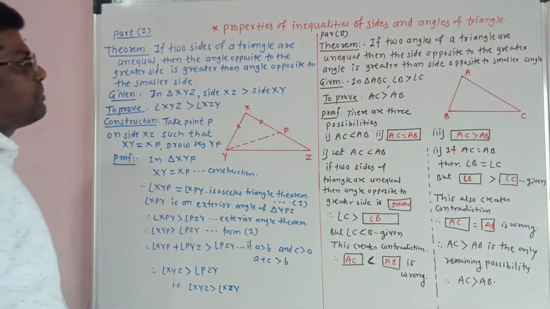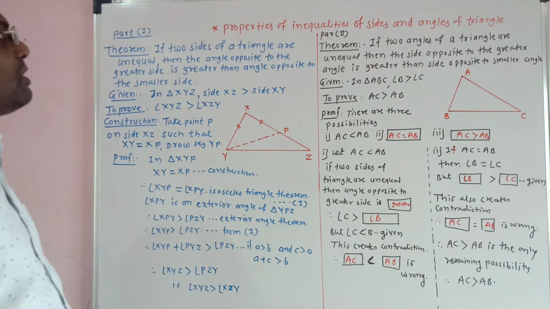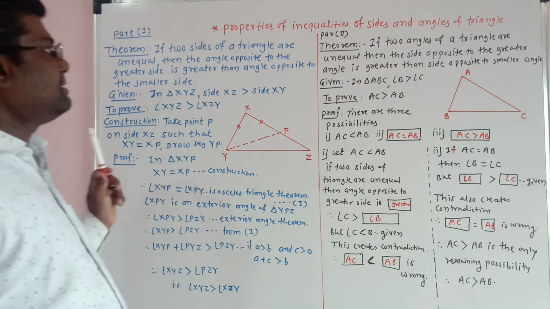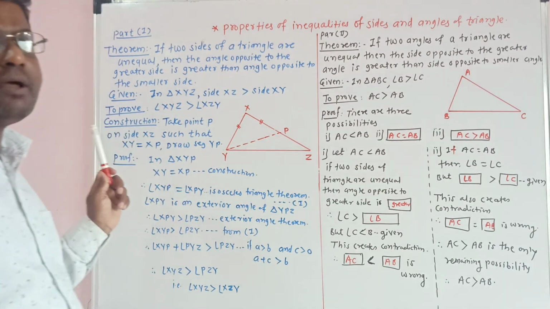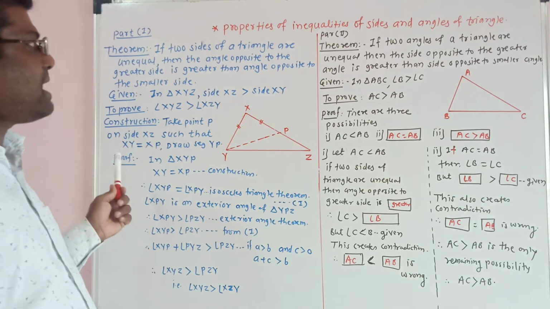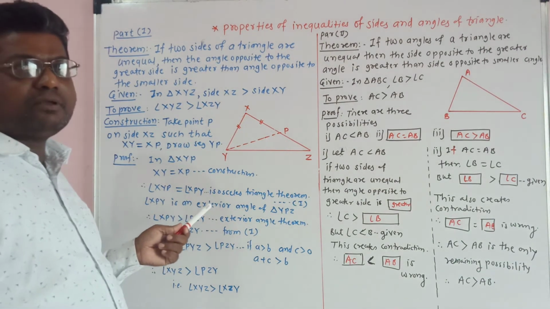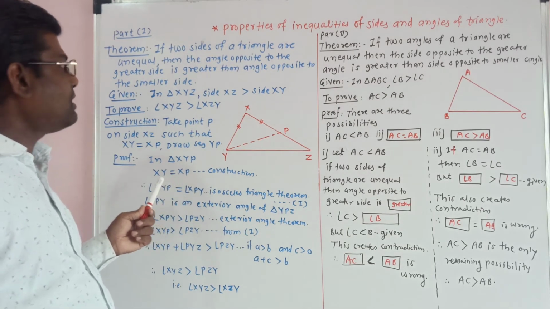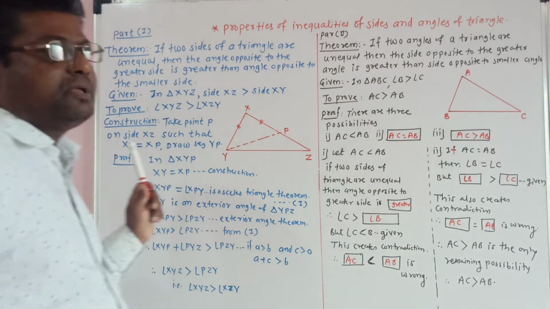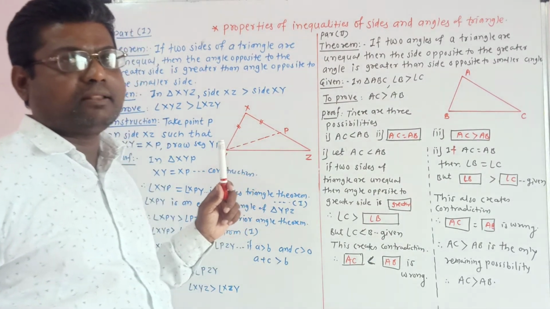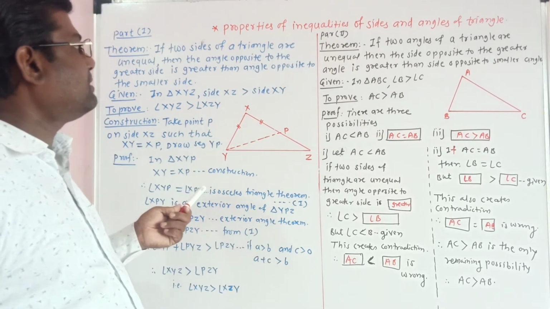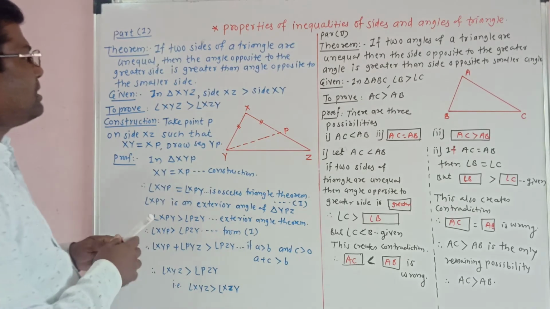Now the next theorem is properties of inequalities of sides and angles of a triangle. The theorem is: if two sides of a triangle are unequal, then the angle opposite to the greater side is greater than the angle opposite to the smaller side. If any triangle is given and its sides are unequal, then the angle opposite to the greater side is greater than the angle opposite to the smaller side.